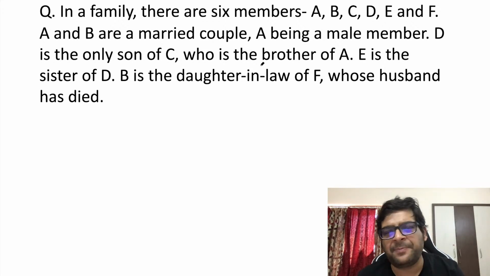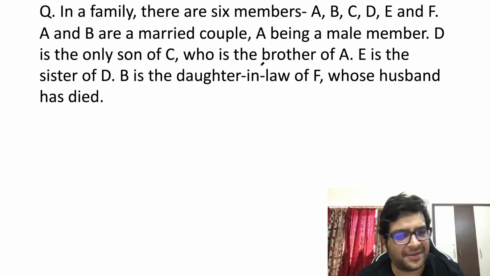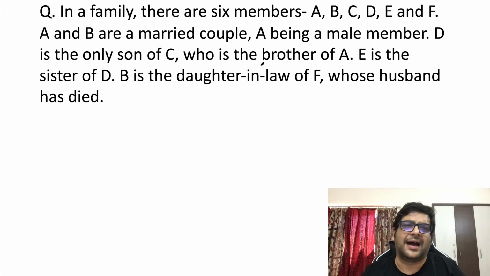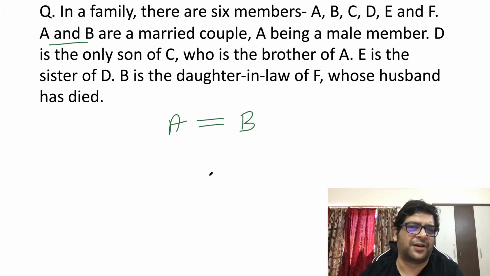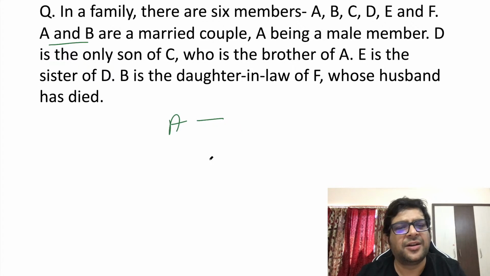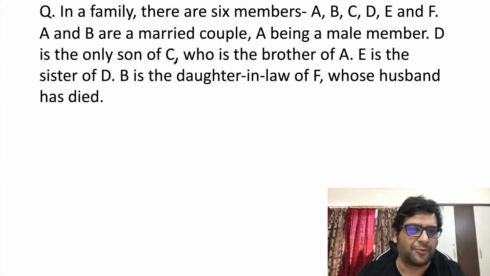So a lot of people, the mistake that they make in questions like this is they directly go ahead and start making the family tree. What they will do is, A and B are a married couple, so they will mark A and B as the married couple and proceed straight forward from there. Instead of that, do a very basic analysis which will help you in questions, especially difficult ones.